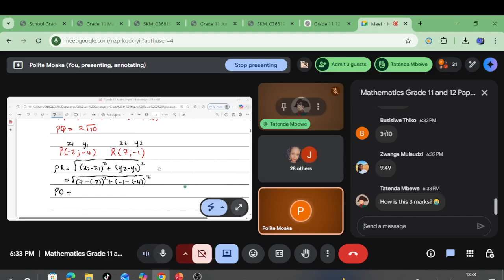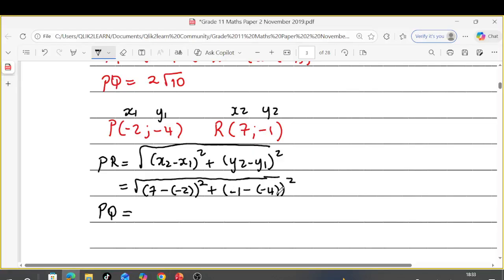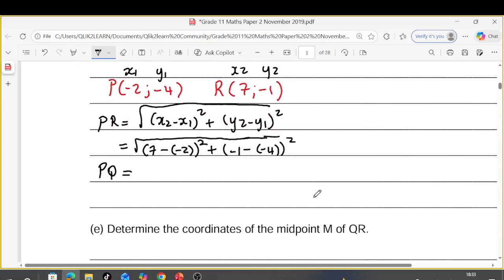Thank you. How is this 3 marks? Oh, I'm sorry. How is this 3 marks? This is not that long, man. Trust me, this is not that long. Because remember, they don't just give away marks. They need you to work for these marks. This is not that long.